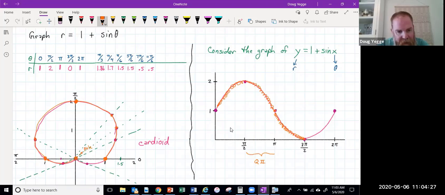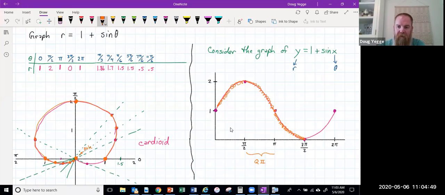Which is why, no matter what angle you draw, you should realize that the values of the radii are smaller and smaller until it finally gets to 0.